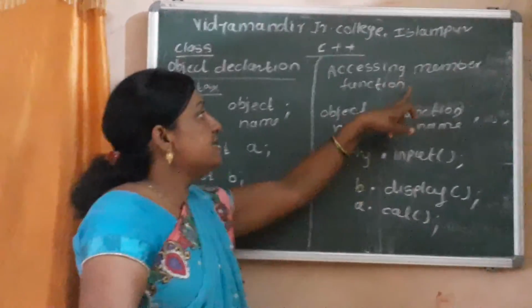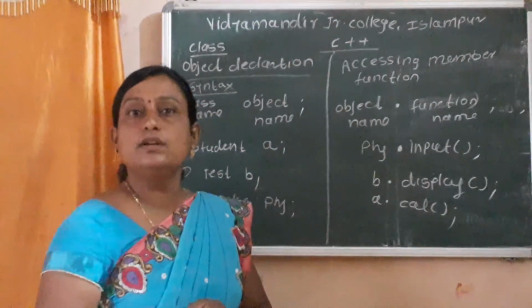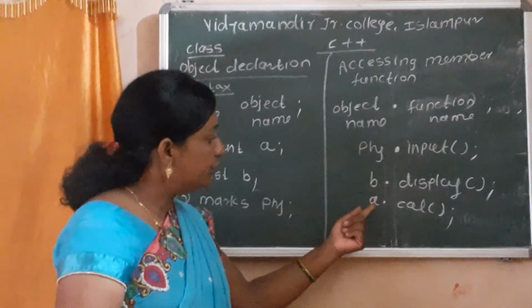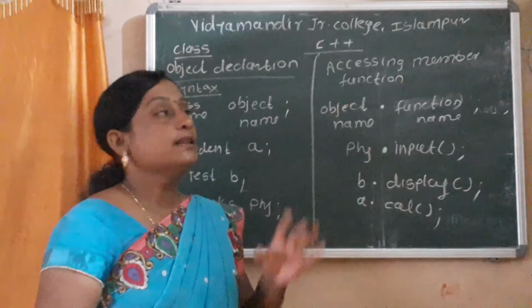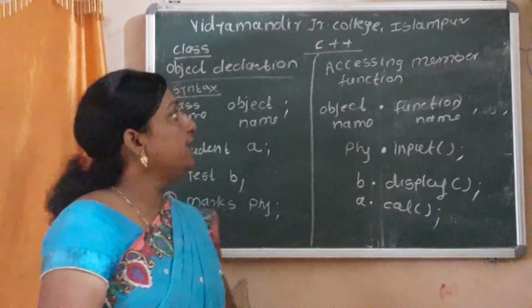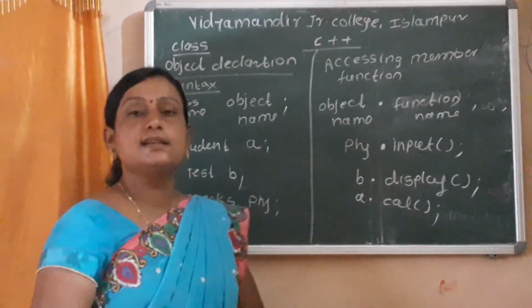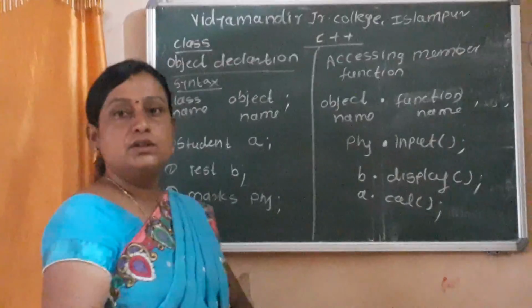In accessing a member function in a class, it totally depends on the object. First we give the object name and after that we give the function name. That is the fourth part of the class point. And after that we will discuss the different programs related to the class. Okay.